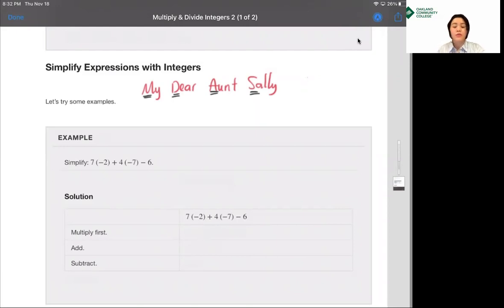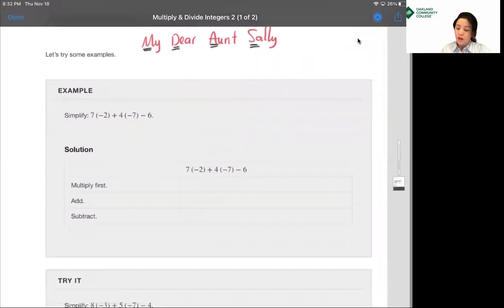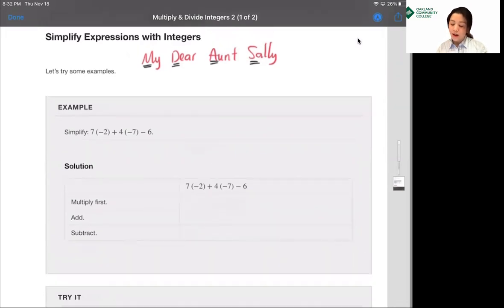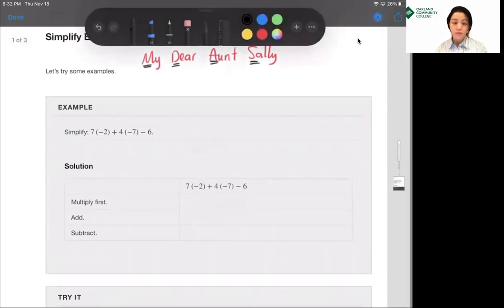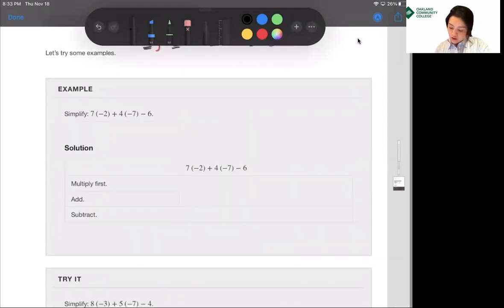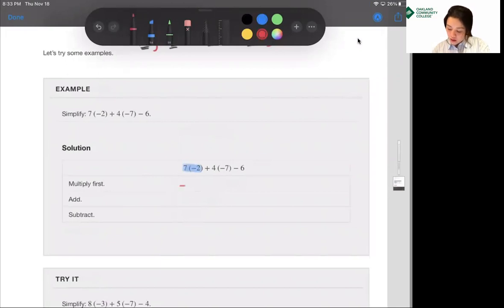Okay. Remember, we need to follow the order of operations. For example, I want to simplify 7 times -2 plus 4 times -7 minus 6. According to the order of operations, I have to do the multiplication first, right? So multiply 7 times -2. That will give me -14.